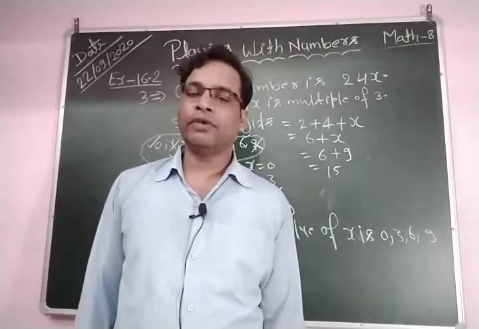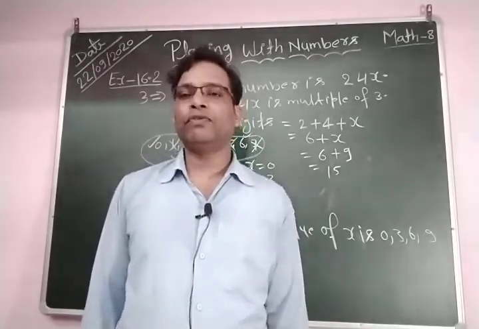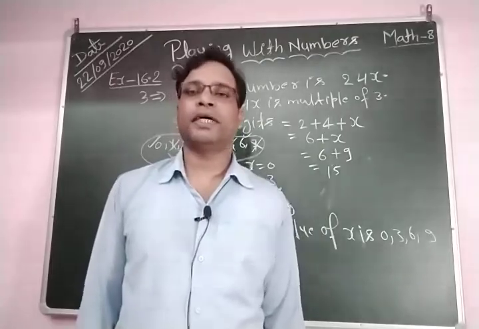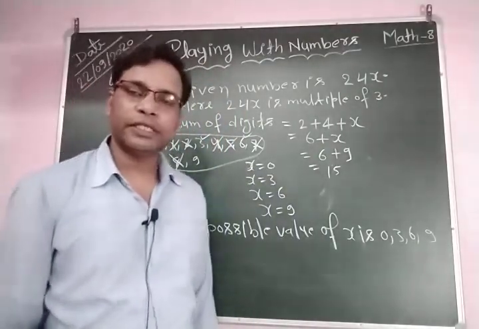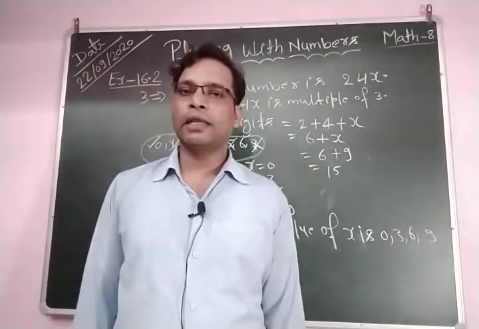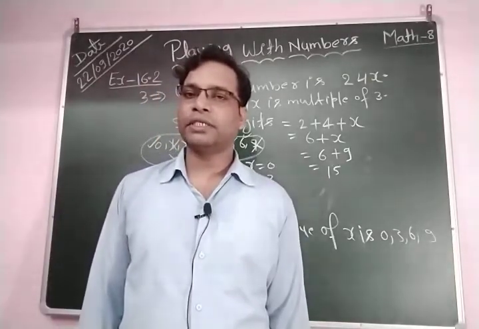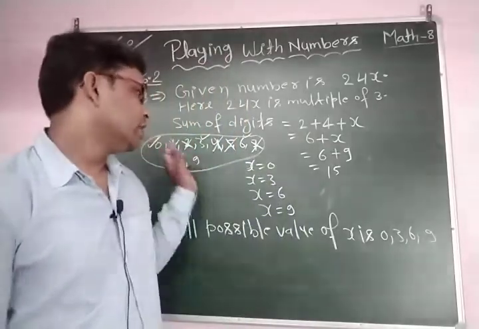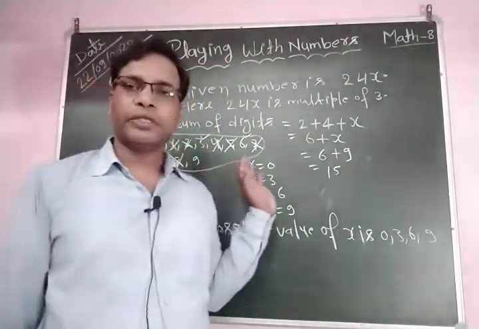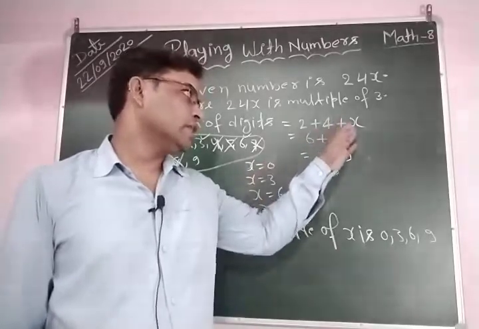So we need to find, where x is a digit, the value of x. For this, we know that a digit is 0, 1, 2, 3, 4, 5, 6, 7, 8 and 9. Okay, this is a digit. So we use the trial and error method and put in the values of x one by one.